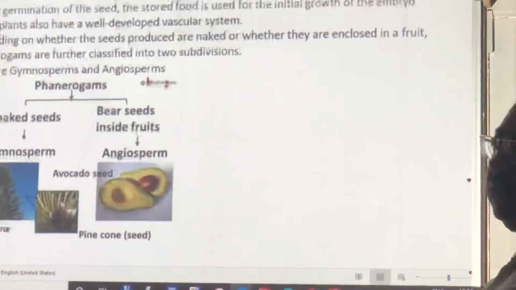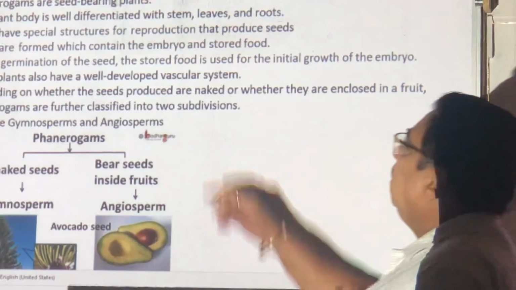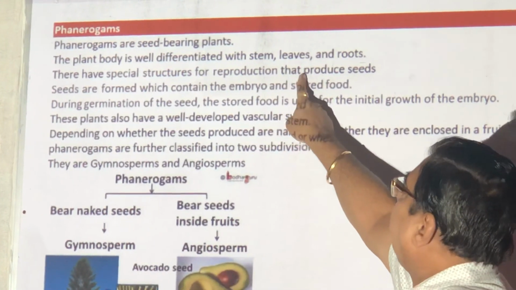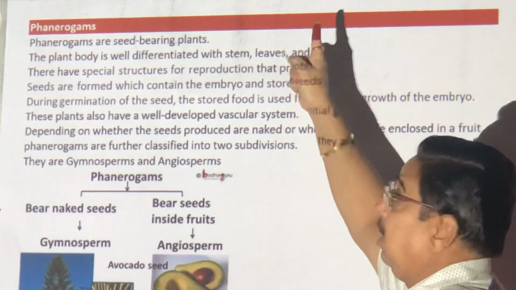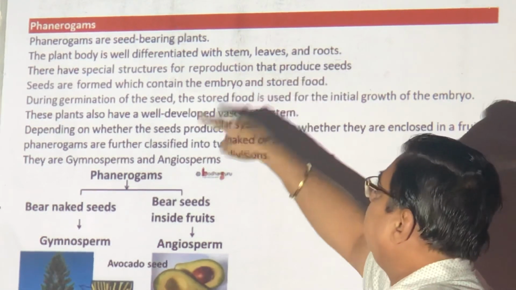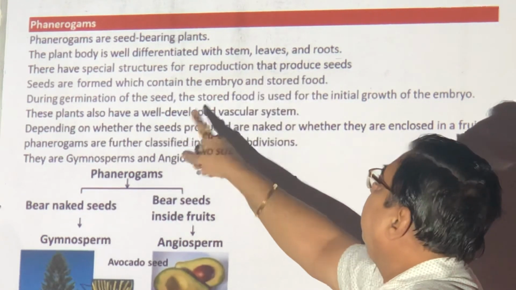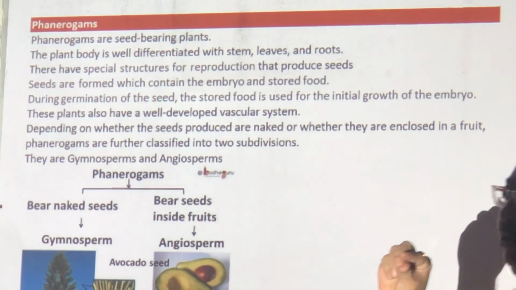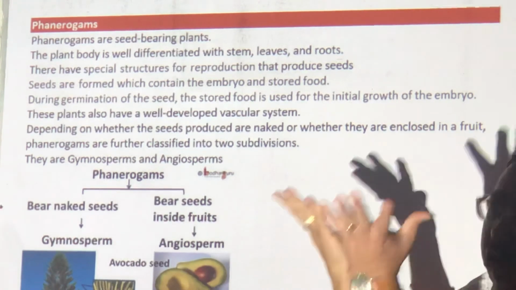Phanerogams. These are the first plants with seeds. Stem, leaves, roots, of course, are there because earlier plants already had them. Now it had something which will produce seed. Earlier it could not produce seeds. Seeds contain the embryo and the food. When it germinates, it uses the food from inside to grow. You have seen when I put the bean, the first leaves come out as cotyledons.